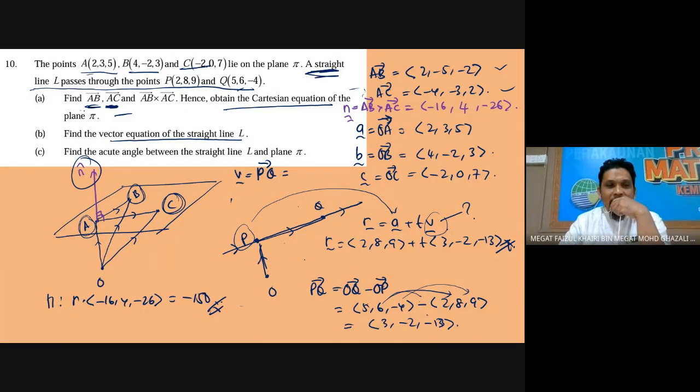Question number 10. r equal to (2, 8, 9) plus t(3, -2, -13). Find the acute angle between the straight line L and the plane pi. In this case, again, we are going to highlight v of the straight line and n, the normal of the plane. To find an angle, we refer to n, the normal of the plane, and v of the straight line.